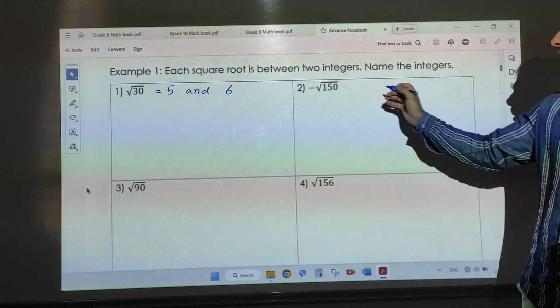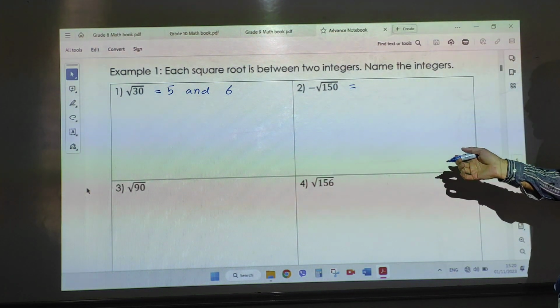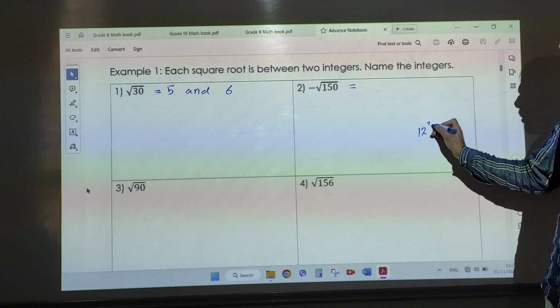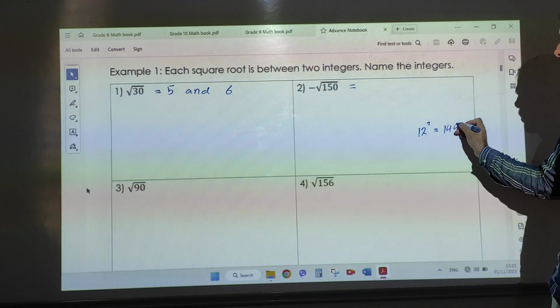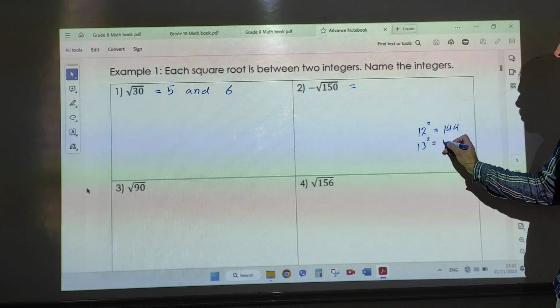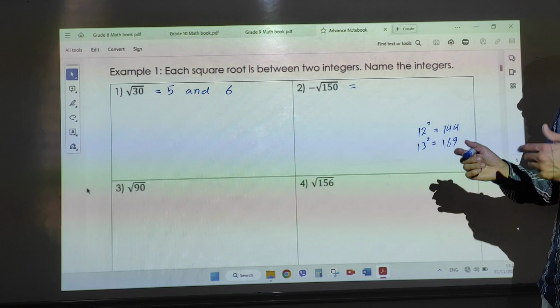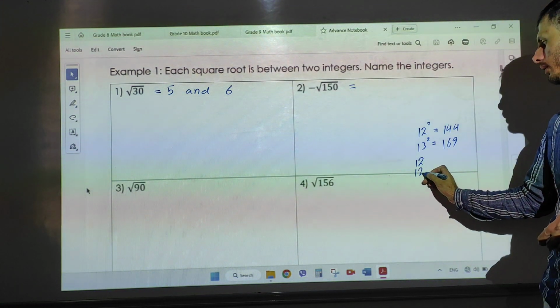In this case, you must know the greater perfect squares. For example, 12 to the power 2, 12 squared, is 144. And 13 to the power 2 is 169. You can memorize these, or if you couldn't memorize, you must know how to multiply.